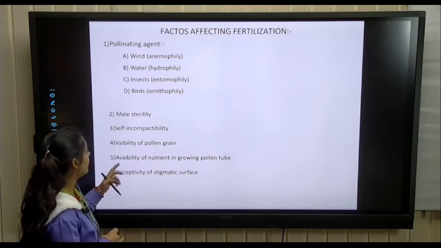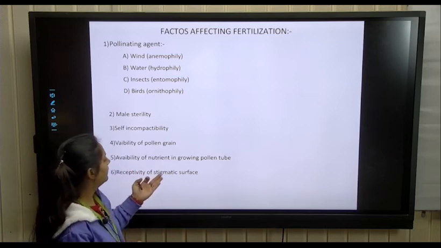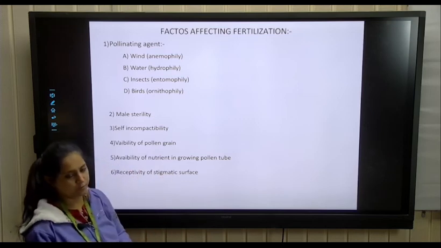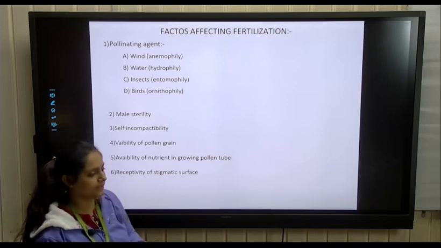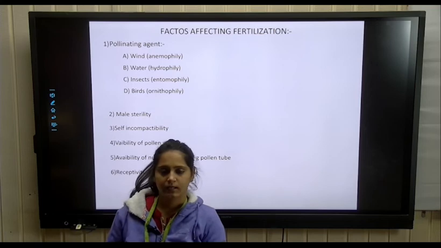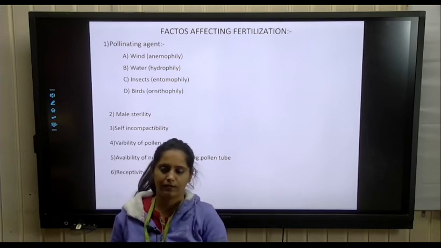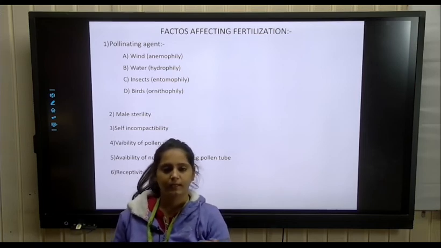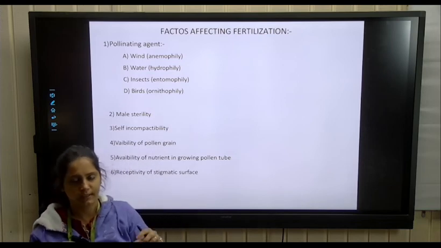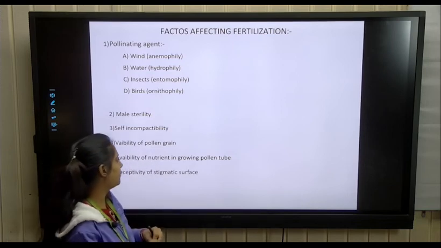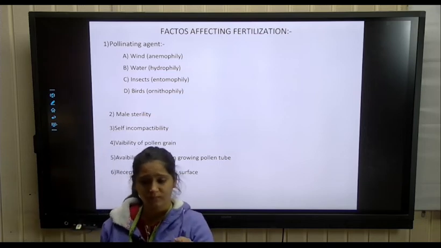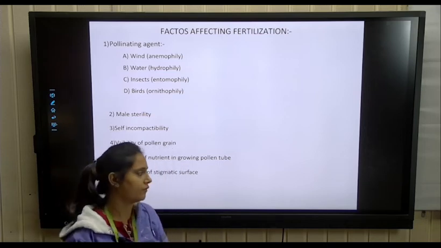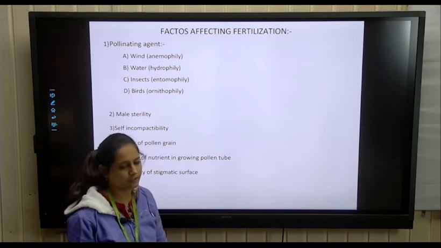Then next is availability of nutrition. For the growing pollen tube, there should be proper nutrition available. And receptivity of the stigma. Stigma is how much receptive. There are some chemicals secreted on the surface of the stigma that attract the pollen and make the pollen cohere on that surface, which helps in the entry of the pollen tube. So this topic completes here.